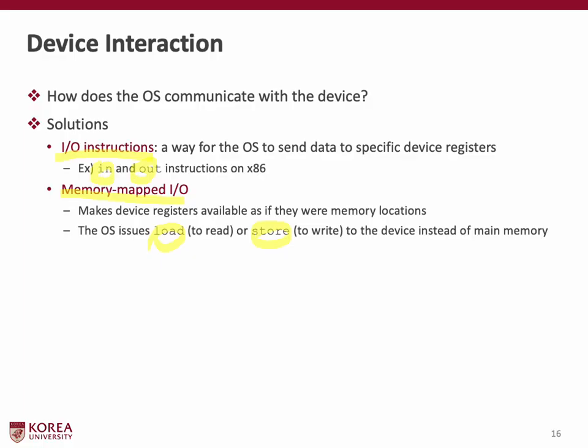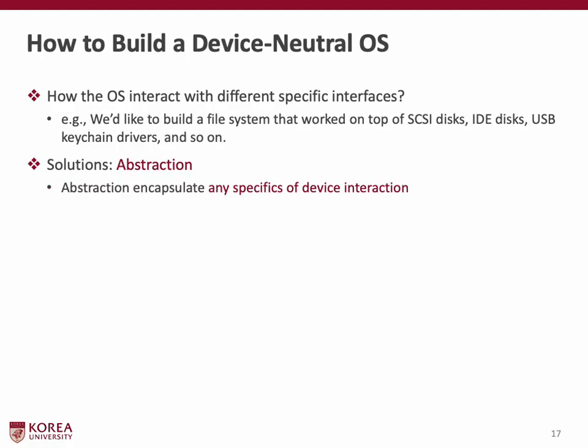Actually, these two methods are used in modern systems. Typically, different I/O devices often have different interfaces and features. And in this situation, we want to use a general file system that can work on top of various I/O devices. So how can the operating system support them in a consistent way? The answer is abstraction. By creating a standard interface, the operating system can hide the details of its different devices.